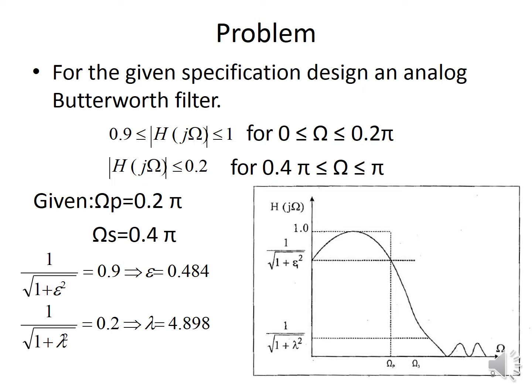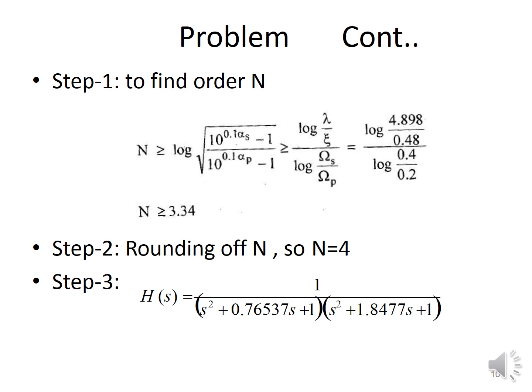The formula is 1 by root of 1 plus epsilon square is equal to 0.9, where epsilon is equal to 0.484, and lambda will be calculated with the formula of 1 by root of 1 plus lambda square is equal to 0.2. By using the formula, lambda is equal to 4.898. And find the order of the filter n.